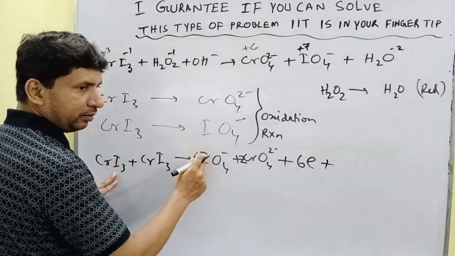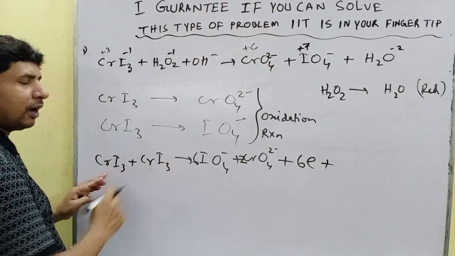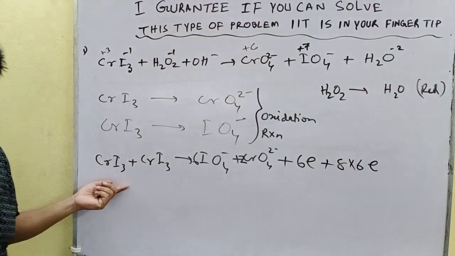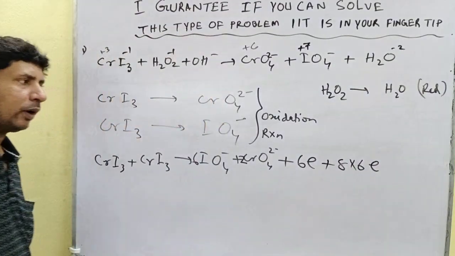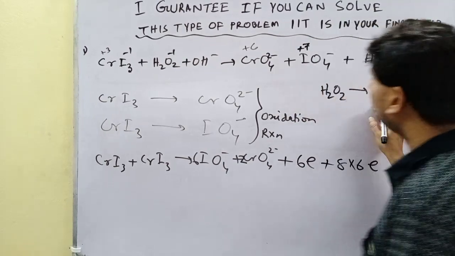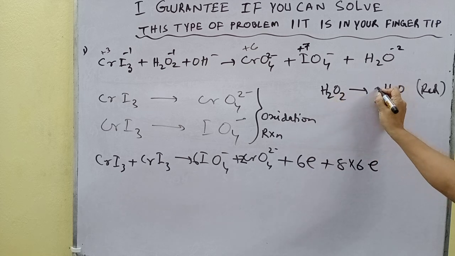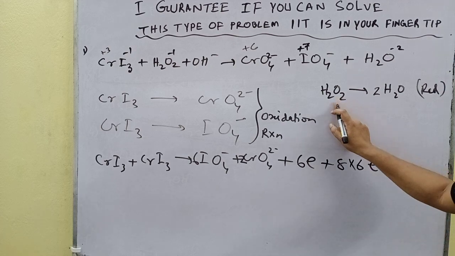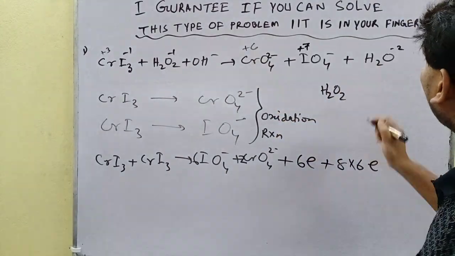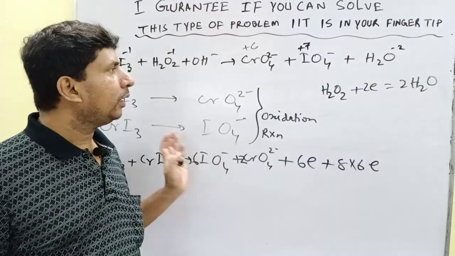From minus 1 to plus 7, that is, 1 iodine loses 8 electrons. So 8 into 6 electrons are lost by the iodine. This is the total number of electron change for the oxidation reaction. And what happens in the reduction reaction? The reduced one is oxygen, and there are 2 oxygen. One oxygen gains 1 electron, then 2 oxygen gain 2 electrons, and it gives 2 H2O. So this is the electron balance.